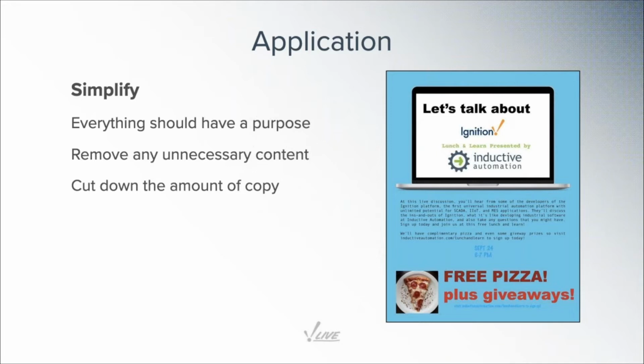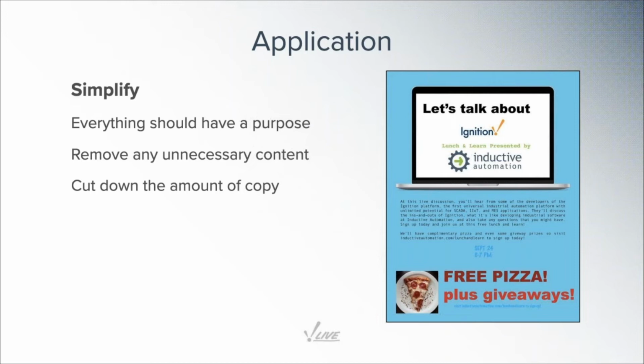Cut down the amount of copy. In the body copy of this example, it's kind of hard to see here, but there's some information about complimentary pizza, giveaway prizes, and the sign up URL. Since this information is already reiterated elsewhere, it's probably best to remove repeat information like this. And just as a note, while reiterating information sometimes helps reinforce something, sometimes it does just the opposite and adds clutter, making the information harder to digest.